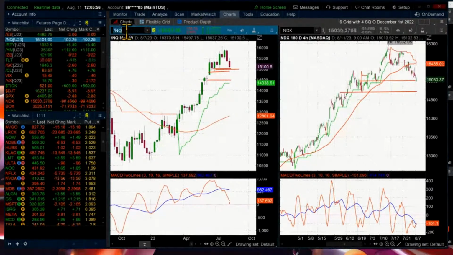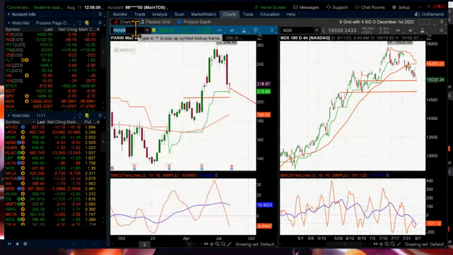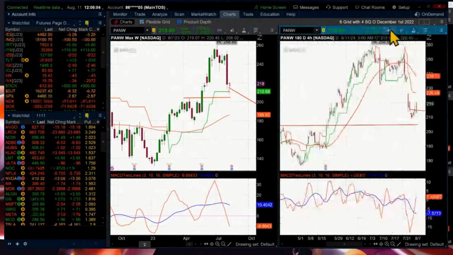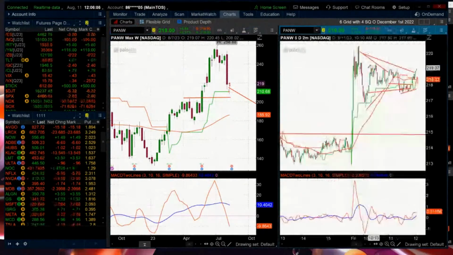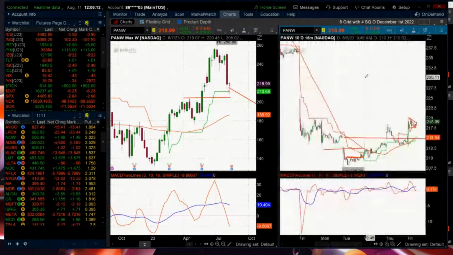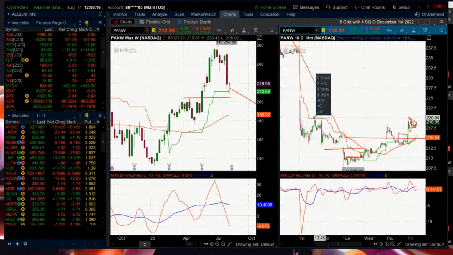In fact, where's PANW? I hate to ask. Nah. Yeah, there it goes. So if this holds, well, you see it. So if this gets over 220, all heck's going to break loose.